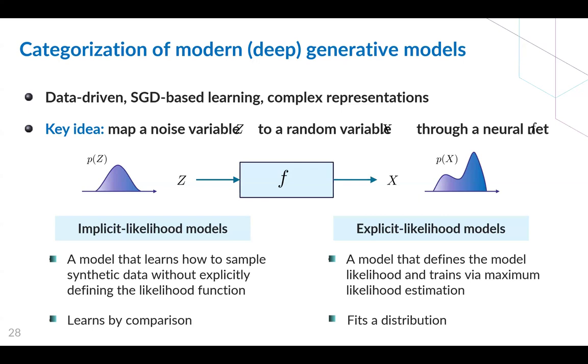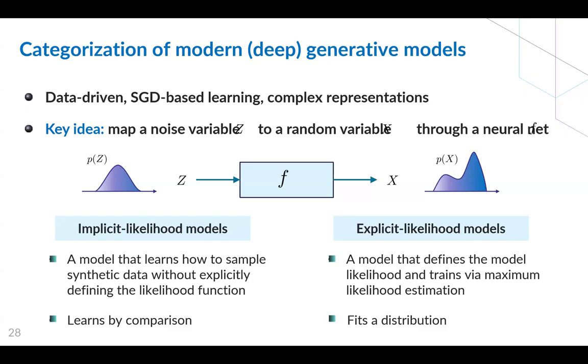Deep generative models broadly fall into two categories. There are implicit likelihood models and explicit likelihood models. An implicit likelihood model learns how to sample synthetic data without explicitly defining the likelihood function. Essentially, it learns by comparing the synthetic data with real data and minimizing their dissimilarity. On the other hand, there are explicit likelihood models.